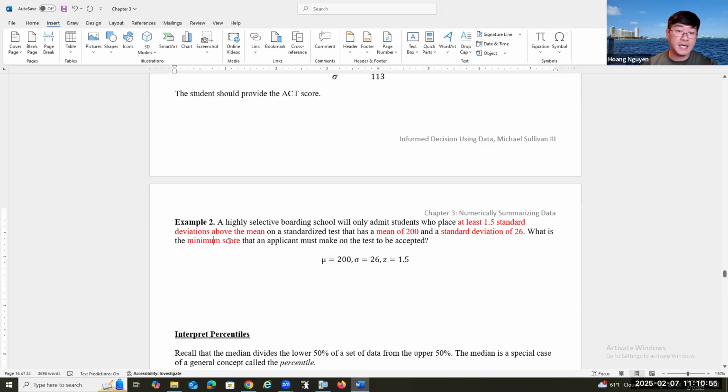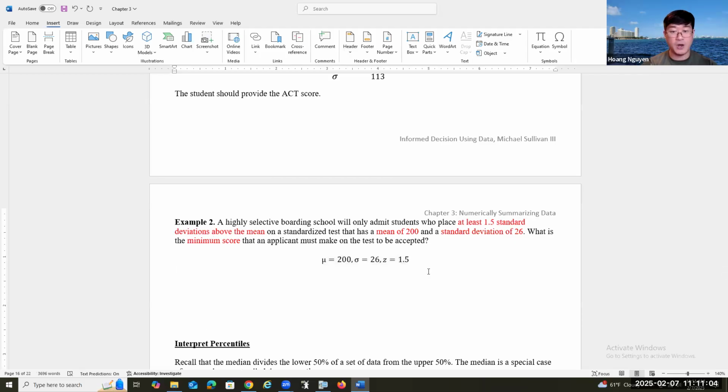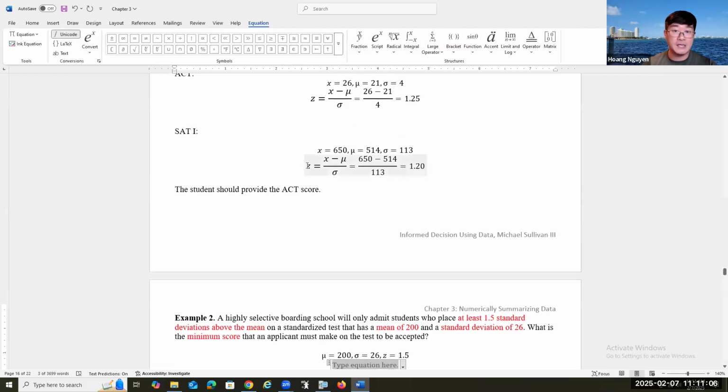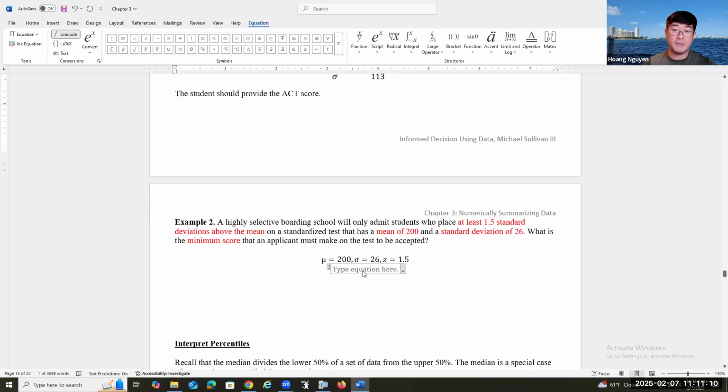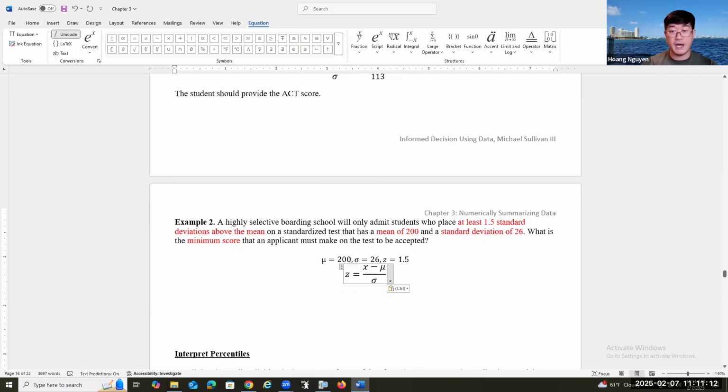Now we're looking for the test score right here, so we're looking for some x value. We know the z-score, we know the mean, we know the standard deviation. So we can use the previous formula to find the x value. It's going to be another application of the z-score, but in this case, we find x.